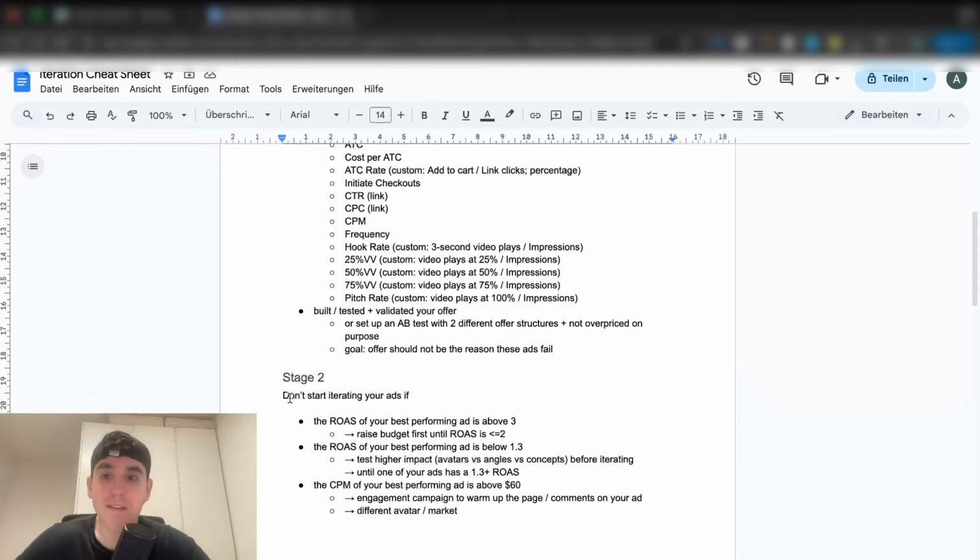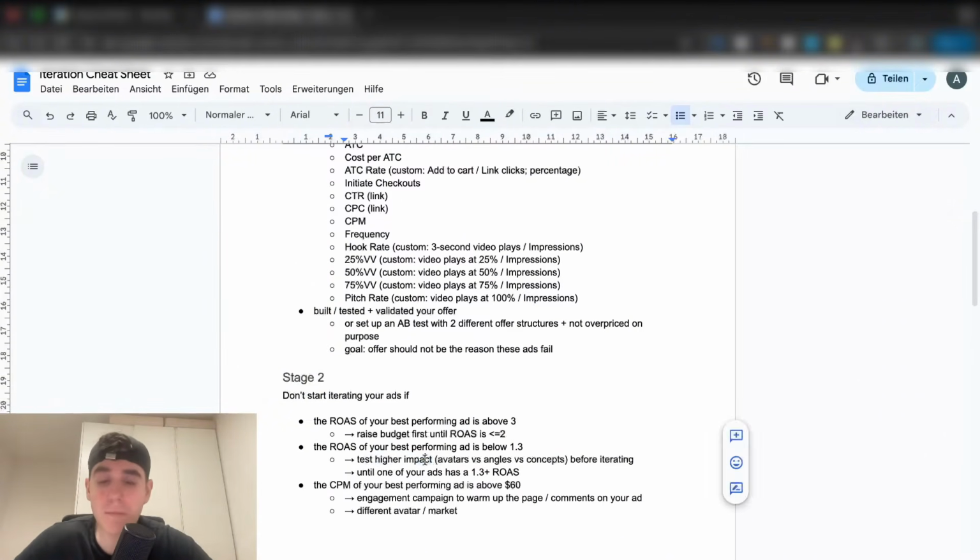Stage two, you still don't start iterating your ads if the ROAS of your current best performing ad is above 3, because why is it above 3? Why haven't you scaled it? Raise your budgets until the ROAS is smaller or equal to 3, right? So it's essentially between 2 to 3. That's the ideal range. Now, if the ROAS of your best performing ad is below 1.3, then it's not good enough. And you can't iterate your way out of a terrible performing ad.